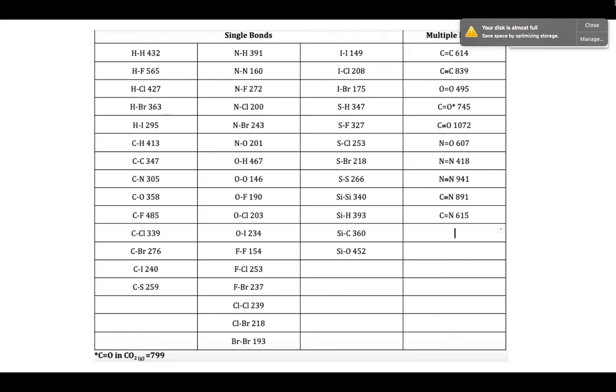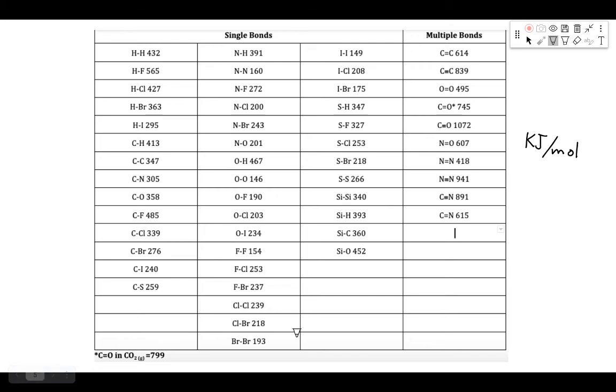Just moving back to this particular chart right here, a few things for you to note. As I mentioned, this is all measured in kilojoules per mole. So each bond energy, for example, the N and O double bond, that bond energy is 607 kilojoules per mole. They are separated by single bond or multiple bonds. And one thing to pay special attention to, if you see here, the carbon and oxygen with a double bond, this particular bond usually has a bond energy of 745 kilojoules per mole.